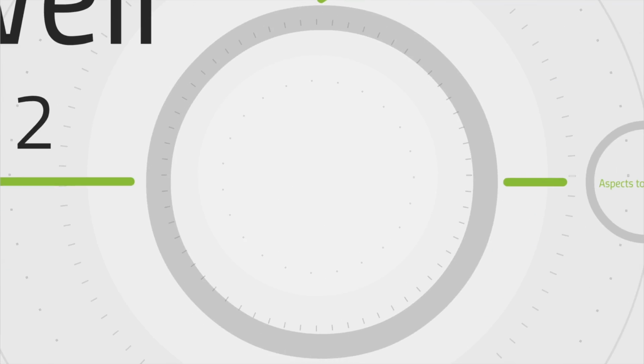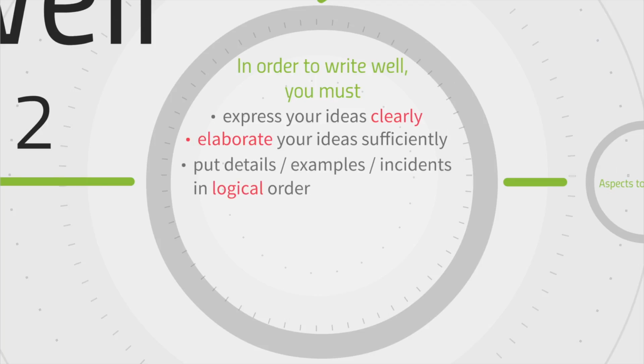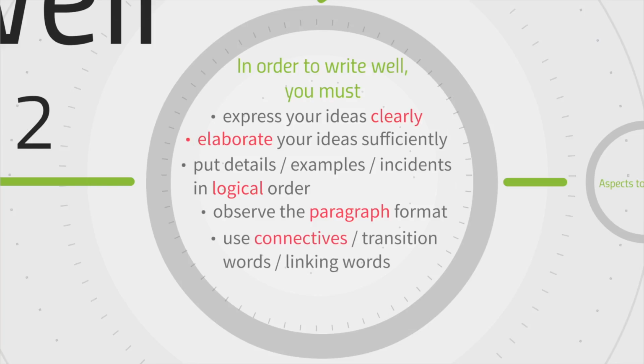Here are some general guidelines, all of which we've seen put into practice in the comment we've just taken a closer look at. In order to write well, you must express your ideas clearly, you must elaborate your ideas sufficiently, and put details, examples, incidents in a logical order. You must also observe the paragraph format, use connectives, you can also say transition words or linking words, and you must use formal language.